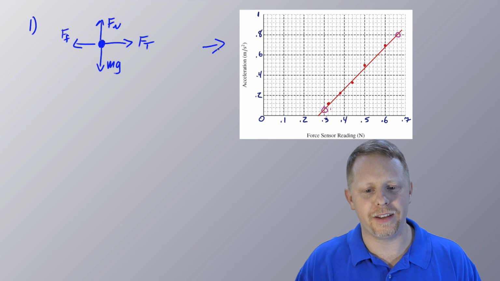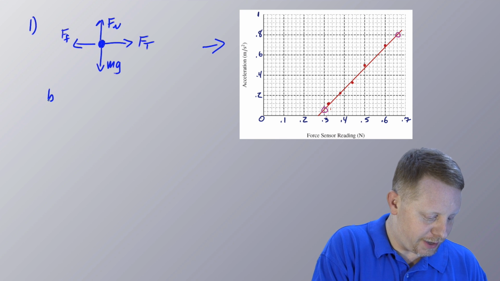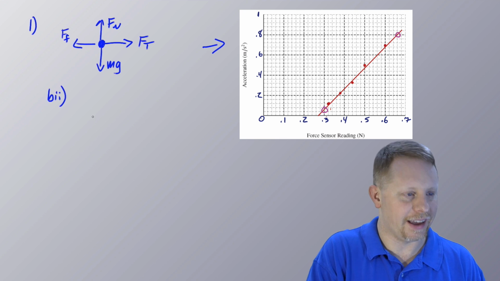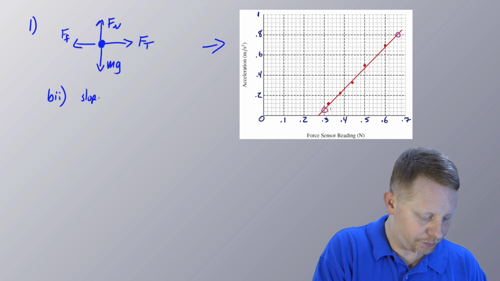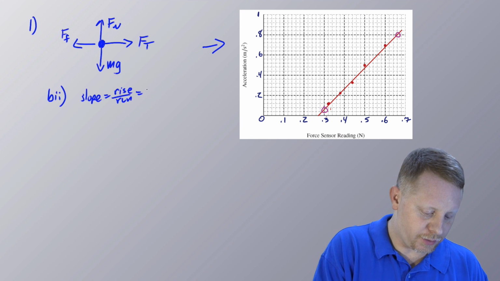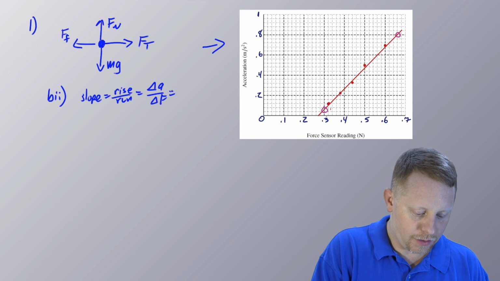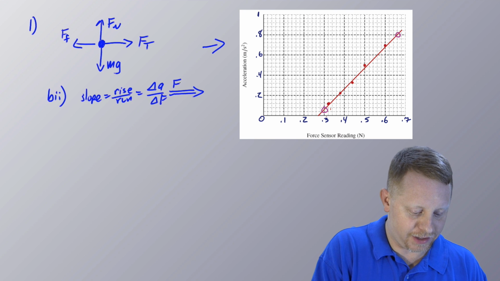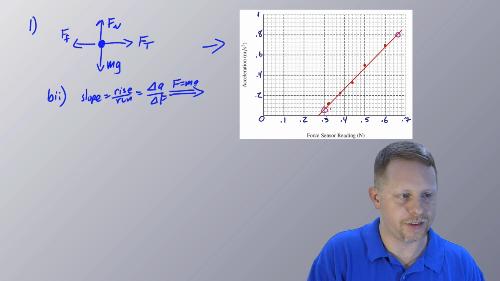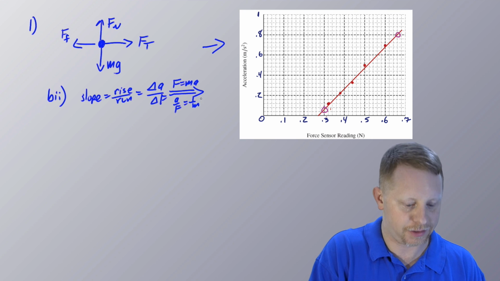Then using the straight line from the graph, calculate the mass of the cart. Well, for part B2 then, using that, I would say that slope is rise over run, which is going to be our change in acceleration over our change in force, which implies then, since F equals ma, Newton's second law, acceleration over force must be 1 over mass.